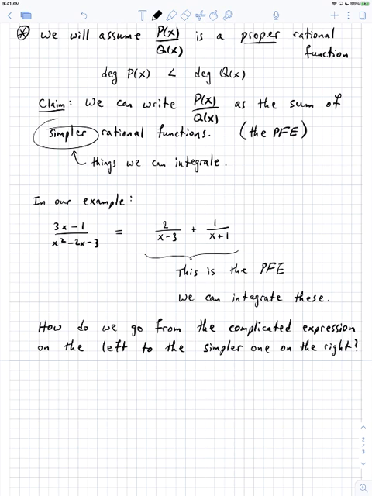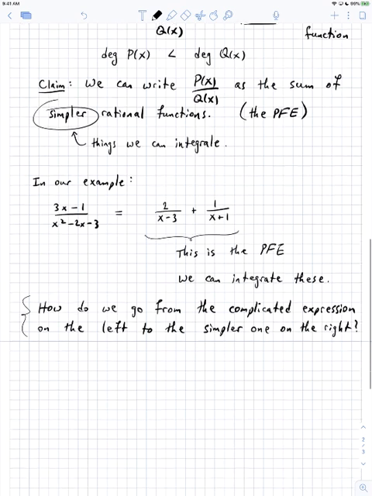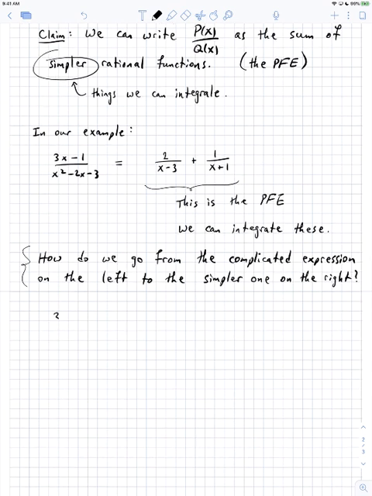That's really what we want to address. And the basic idea is that you're undoing the addition of two fractions. So over here we have two fractions, and to add them together we gave them a common denominator. So what you want to do is sort of tear it apart so it doesn't have a common denominator anymore. So we start with 3x minus 1 over x squared minus 2x minus 3.